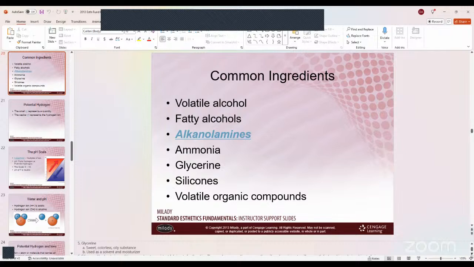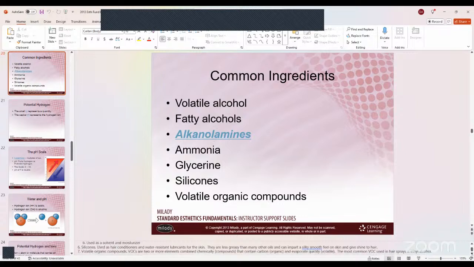So yes, I can add it to my color. I can add it to my shampoo. I can add it to my conditioner. All right. And what happens, it's going to give me a nice shine, and it's going to condition my hair.